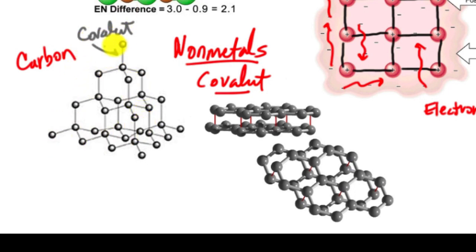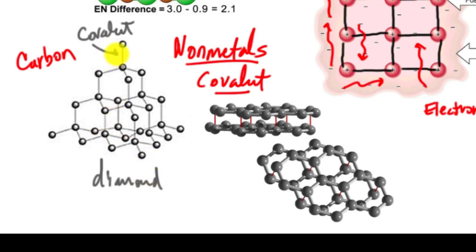Ionic bonds are really strong. Covalent bonds, by the way, tend to be a little bit stronger than ionic bonds. Not every covalent bond is stronger than ionic, but most of them are. So what you have here is very strong bonds holding these carbon atoms together. Now this is considered diamond, and diamond is the strongest natural material.